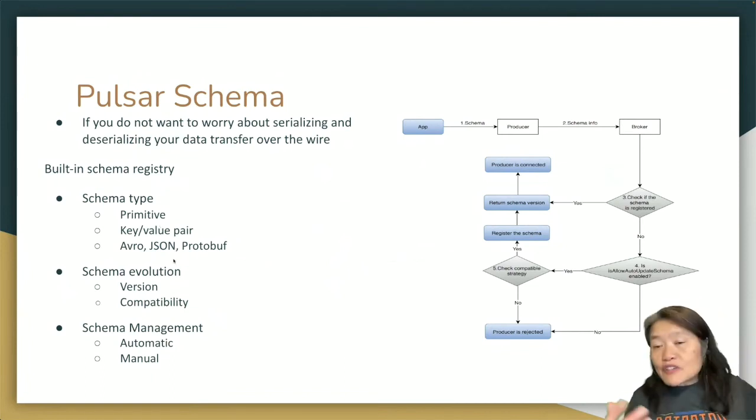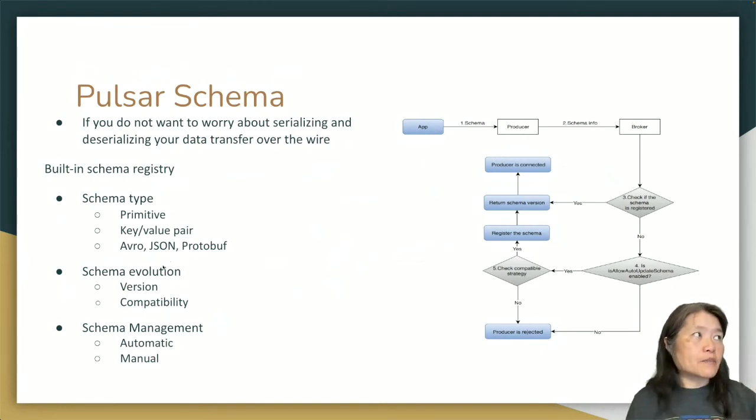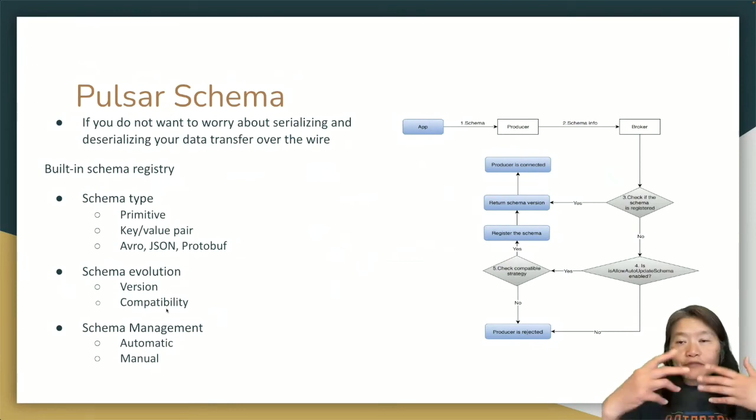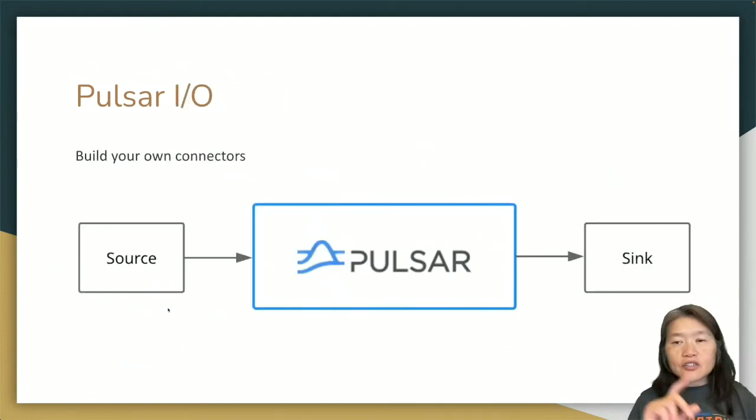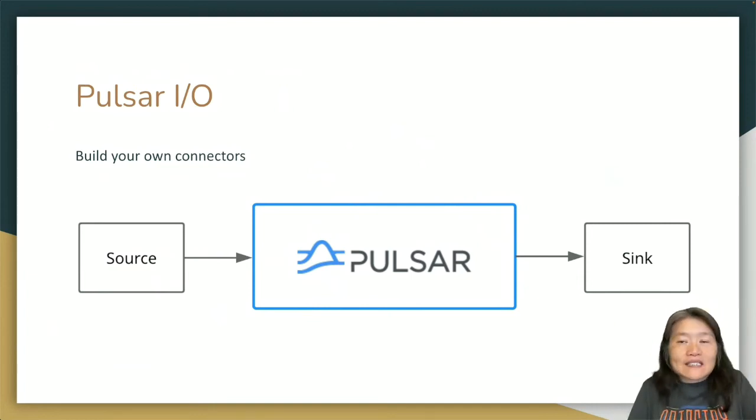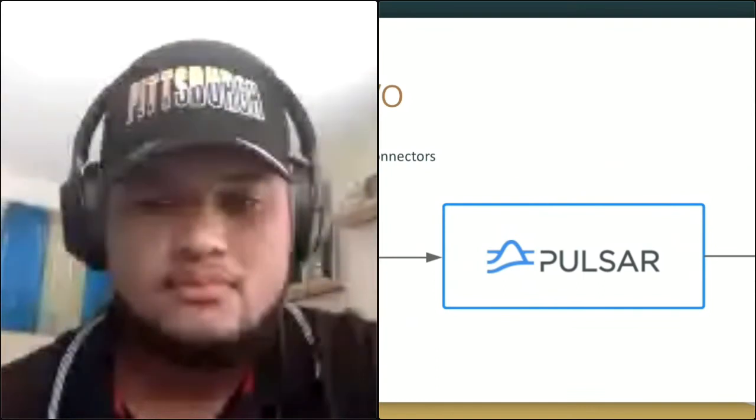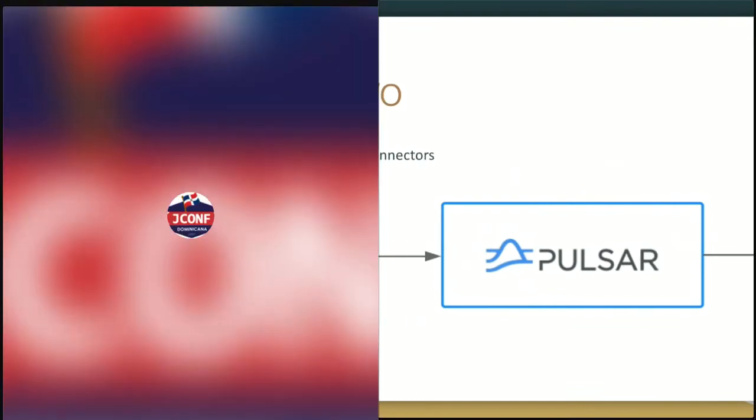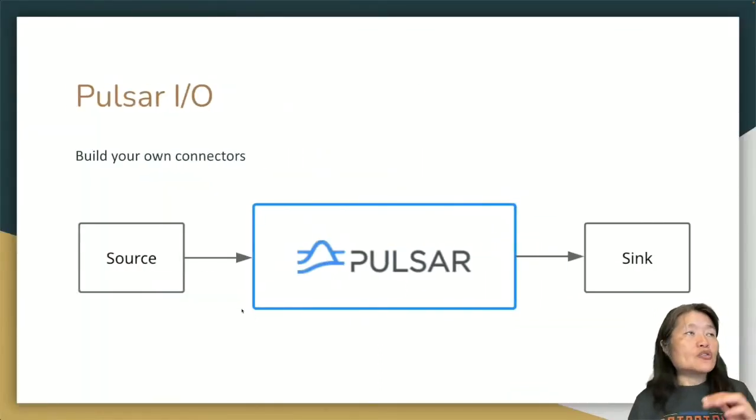The different schema types supported include primitive types, key-value pairs, Avro, JSON, and protobuf. It helps with the evolution of your schema, and you can manage it automatically or manually as well. Okay, the last feature I want to highlight, among many other features, is Pulsar IO. If you have different sinks that you want to build, currently we have Kafka and all kinds of database sinks, but you can also build your own sink, is what I want to point out.